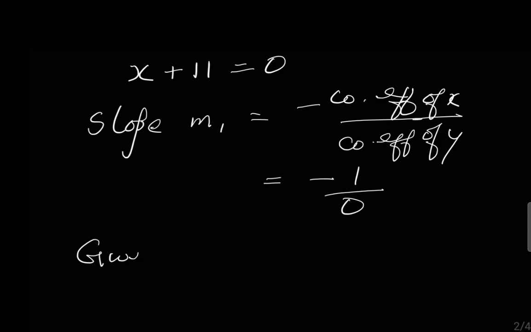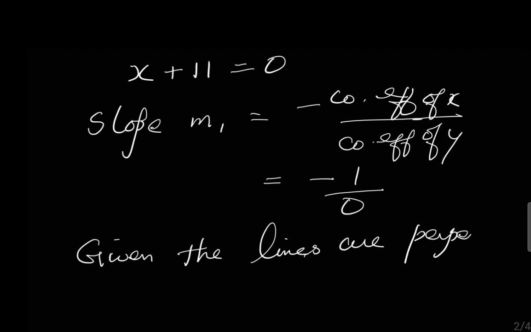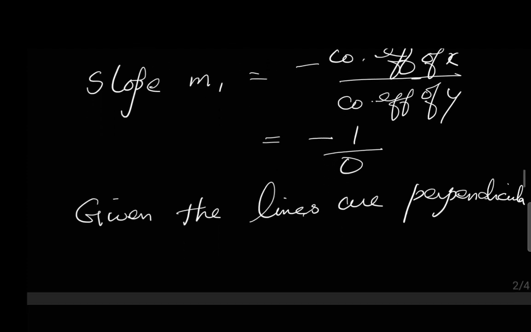Given the lines are perpendicular. You have to find the slope of the perpendicular to this line. If the two lines are perpendicular, m1 into m2 is equal to minus 1. The product of their slopes is minus 1. Here m1 is the slope of the given line, and m2 you have to find. We are going to find the slope of the perpendicular line.